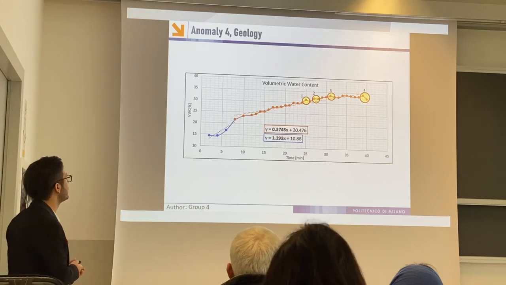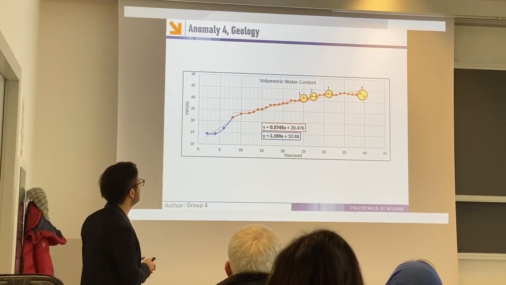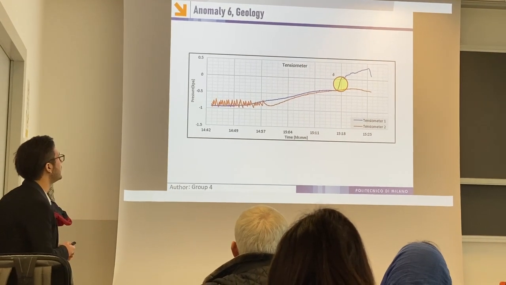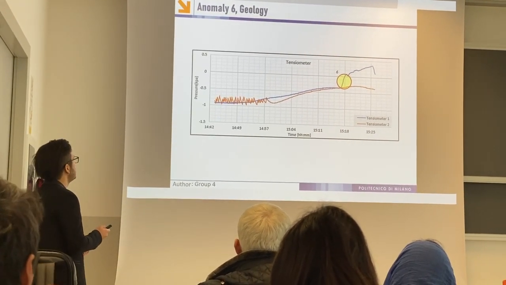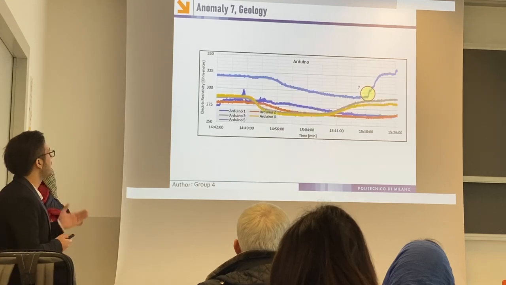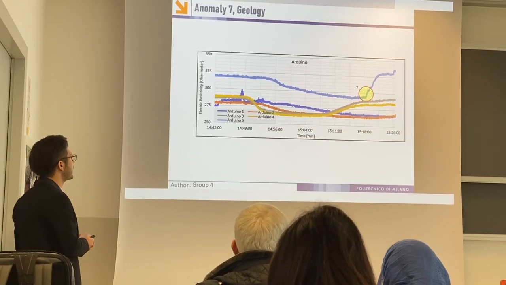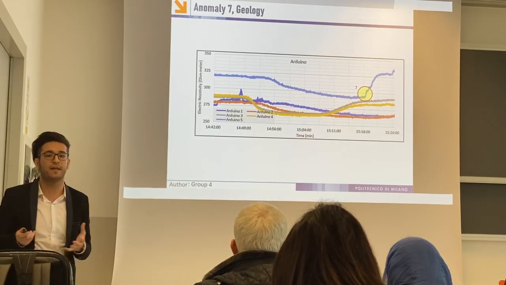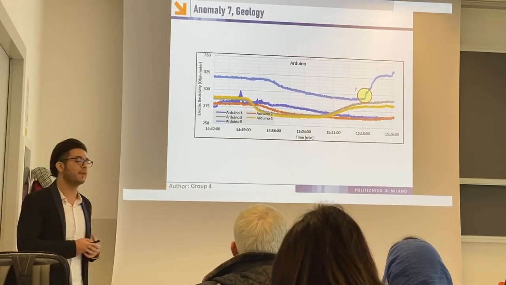In volumetric water content, you can see the decrease here. In the tensiometer, again, at the same time, 15:18, there is this sharp increase in the results. It was also seen in the Arduino sensor results, this one here, again around 15:18. So all of them correspond to the same anomaly.